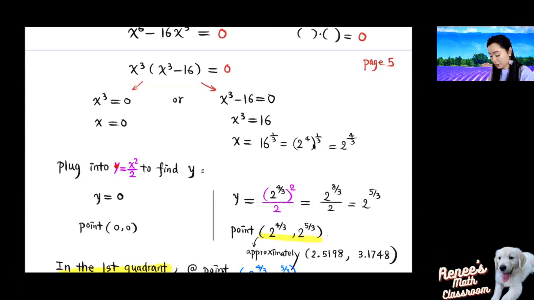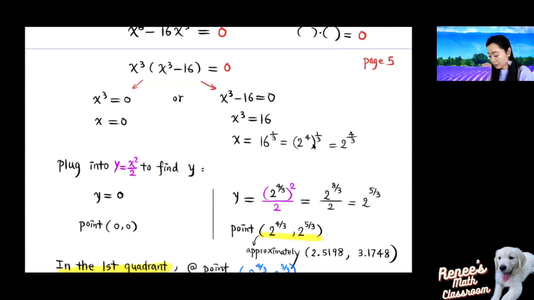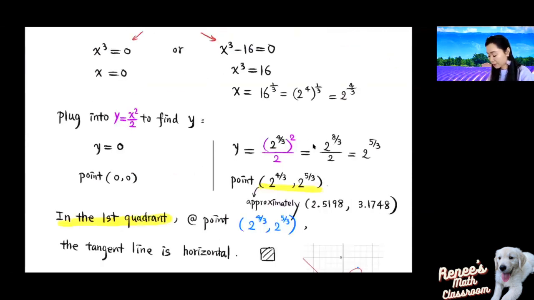So y is equal to, substitute 0 here, 0 squared over 2 will be 0. Substitute x equal to 2 to the 4 over 3 power here. Then you get 2 to this 2, you multiply the exponent, so 8 over 3, the exponent. Now over here, when you divide, you will subtract the exponent. So this is 2 to the 8 over 3, and this is 2 to the first power. You subtract the exponent. 8 over 3 subtract 1 is 5 over 3. So the y coordinate is 2 to the 5 over 3. So x coordinate is this.